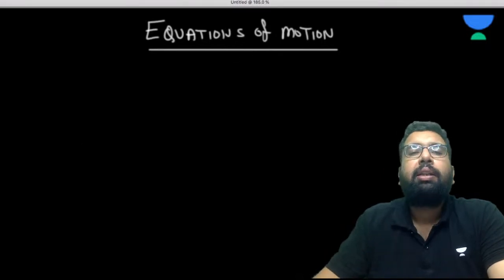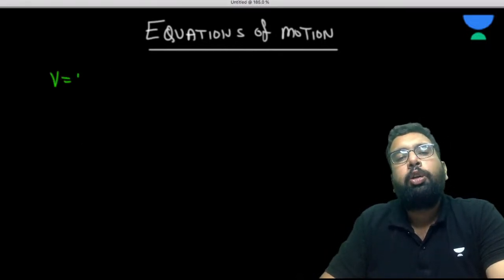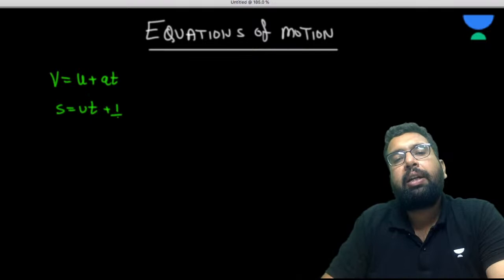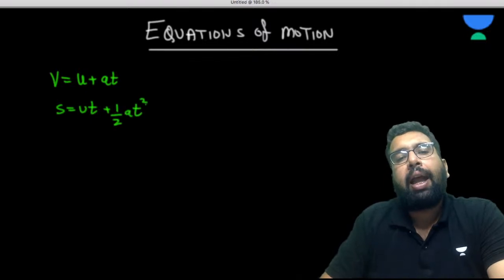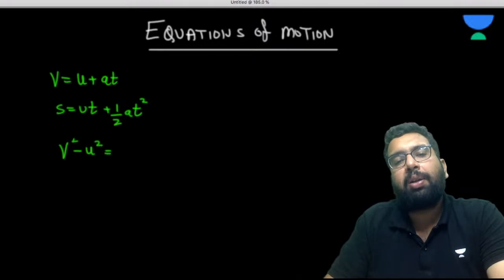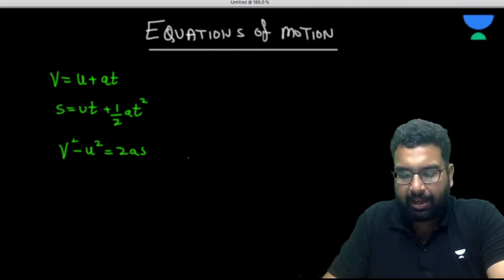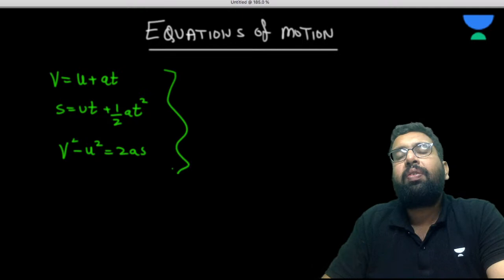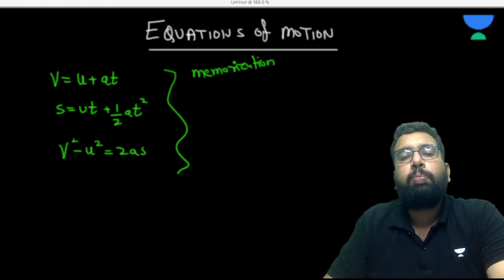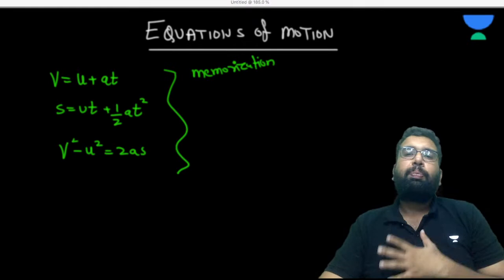So what are these? V is equal to U plus AT. S is equal to UT plus half AT square. And V square minus U square is equal to 2AS. These three equations we have to memorize. You must memorize them by heart.